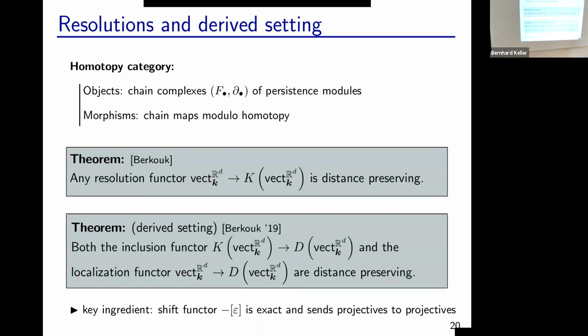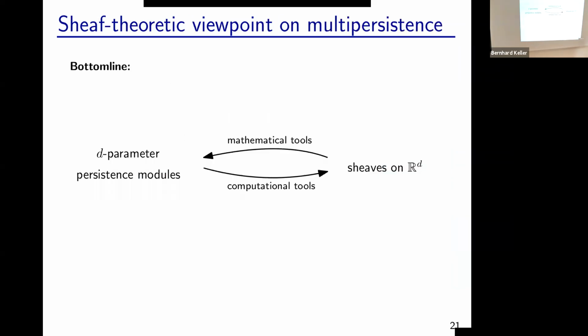And then there are some isometry results that were obtained by Nicolas, which say that any resolution functor from the abelian category to the homotopy category is going to be distance preserving. And then if you localize and go to the right category, you also have a resolution. The key ingredient here is that the shift functor is basically an exact one. So it makes sense to use these resolutions because you now work in another category, but which is the isometric image of the original abelian category. So that's good.